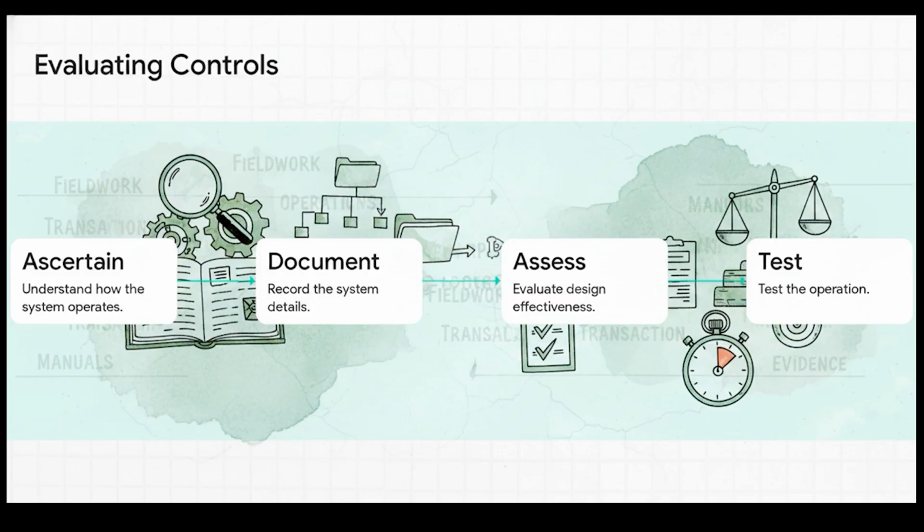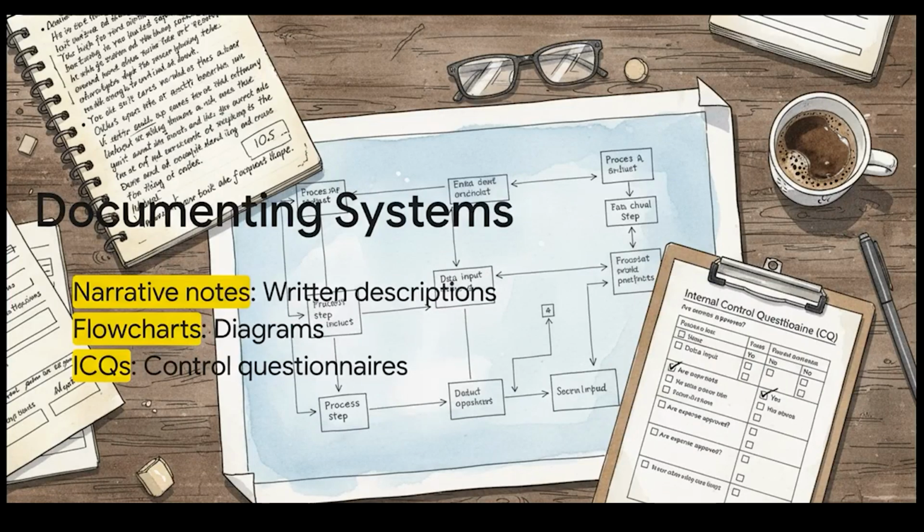And here is a huge red flag to remember. Inquiry alone, literally just asking the client questions, is never, ever sufficient audit evidence. So after we ascertain, step 2 is we document the system, step 3 we assess if its design is actually effective, and step 4 we test its real-world operation. When it comes to that second step, documenting what you've found, you've basically got 3 main tools for your working papers.